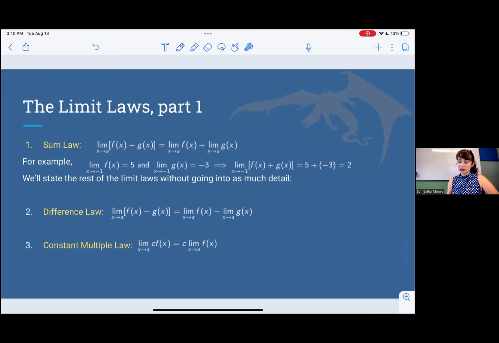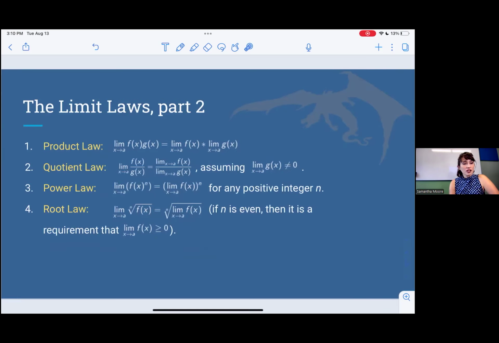Similarly, the constant multiple law says that if I take a function f of x and multiply it by some constant c, and then take limits, I could instead find the limit as x approaches a of f of x and multiply it by that constant c. We also have a few more laws. The product law says that if I have two functions being multiplied and I take the limit as x approaches a of that product, then I could break that into the limit as x approaches a of f of x multiplied by the limit as x approaches a of g of x.